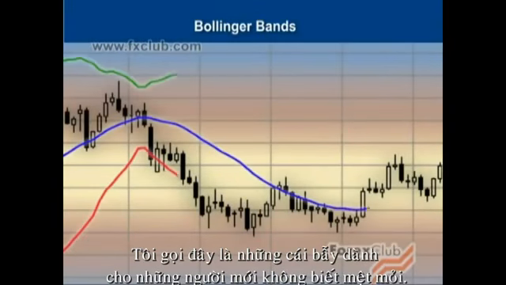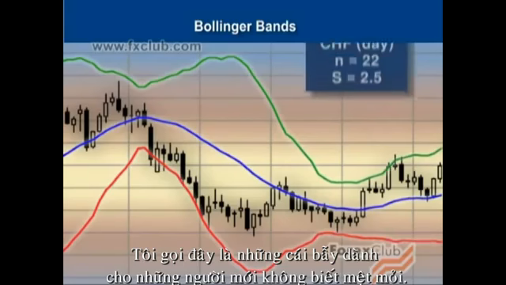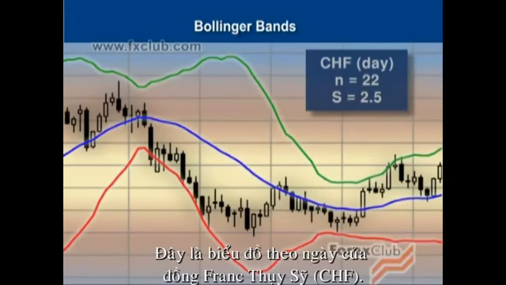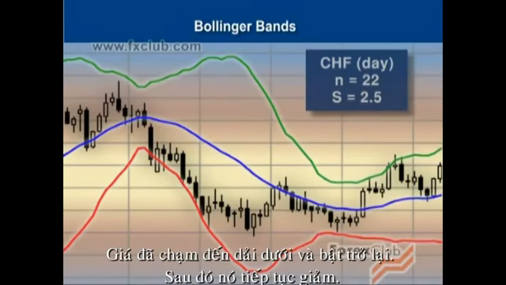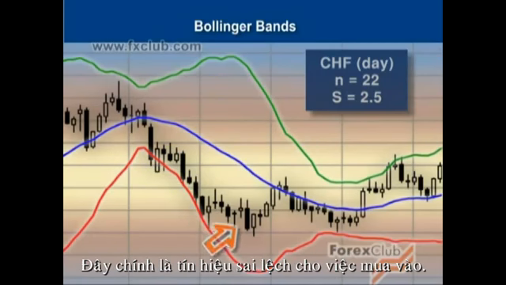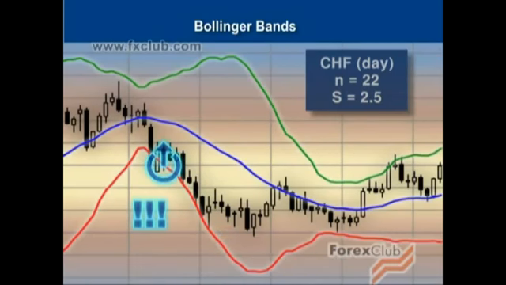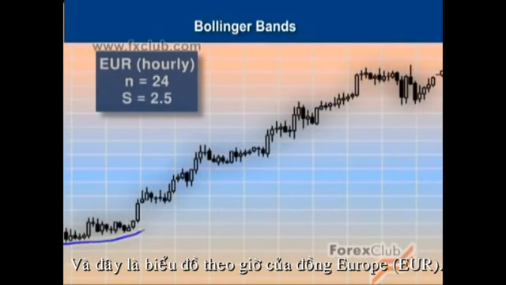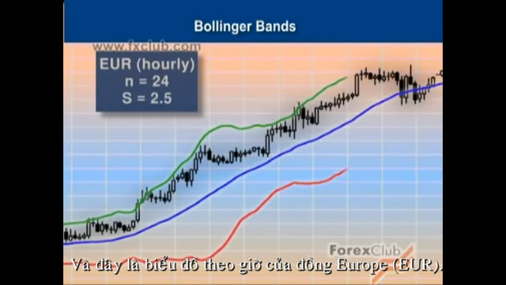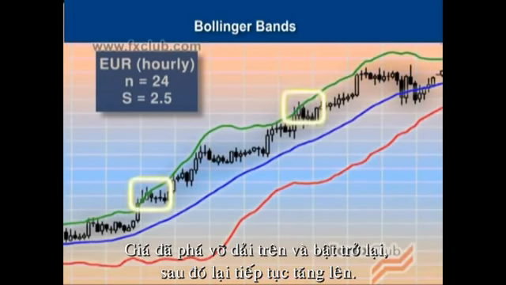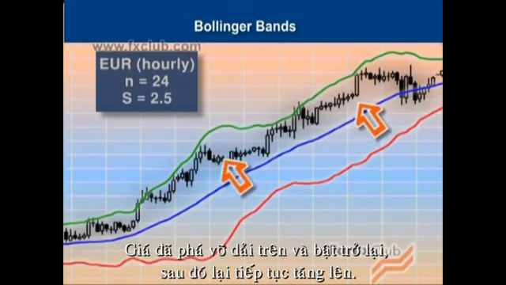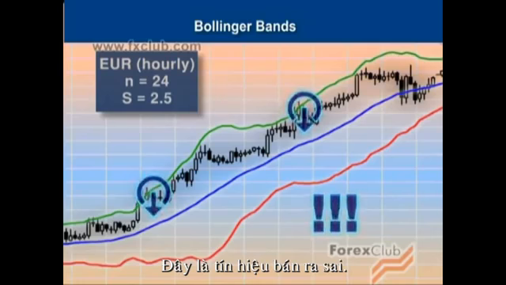I'd like to call these scenarios traps for unwary beginners. This is a daily chart of the Swiss franc. The price has breached the lower band and comes back into the range, but then it continues its fall. It's a false buy signal. And this is an hourly euro chart. The price has broken the upper band, but then comes back into the range and then continues on its way up. It's a false signal to sell.